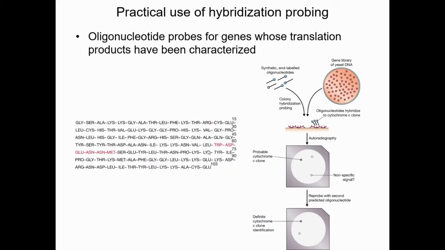And so for the oligonucleotide probe, for genes whose translation product has been characterized, for example, you have this gene library, and then you have this synthetic labeled oligonucleotide, and they identify this specific gene. Then you identify the clone, and you can have a predicted oligonucleotide to hybridize to the gene library, and then you can have the predicted nucleotide sequence of a particular clone.